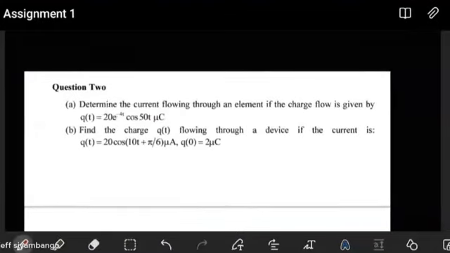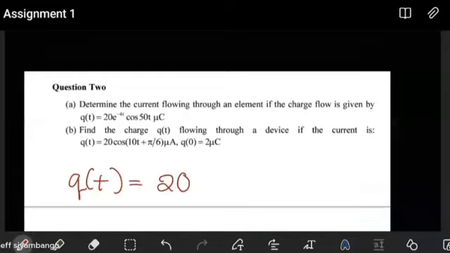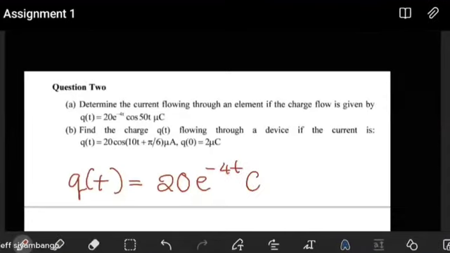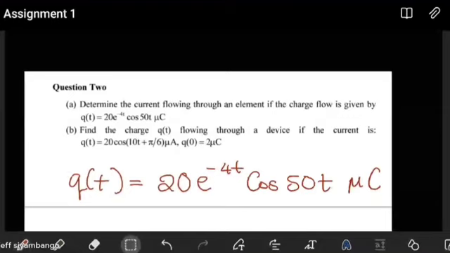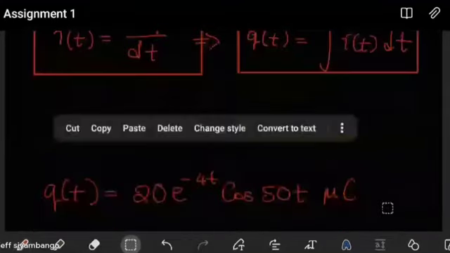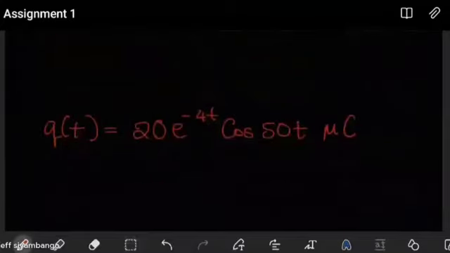The question says, determine the current flowing through an element if the charge flow is given by q(t) equal to 20 e to the power minus 4t cos 50t microcoulombs. So just be very careful with your expressions as you copy them. Okay, so this is what we have.